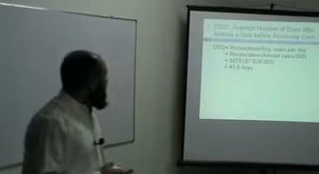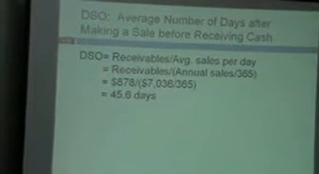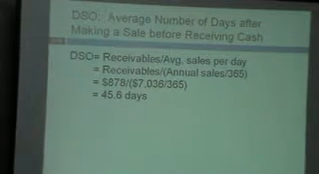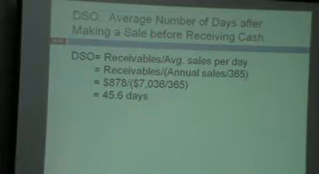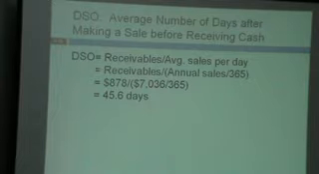Okay, another useful ratio finds the average number of days after making a sale before receiving cash. Or you can say how many days it takes to convert your credit sales into cash. Obviously most companies sell on credit. Cash sales are less in a big industrial setup. Usually there is credit for 30 days, 60 days, 90 days. That is the usual practice.